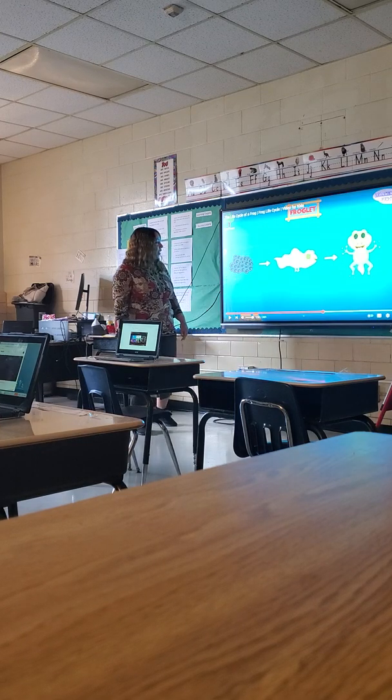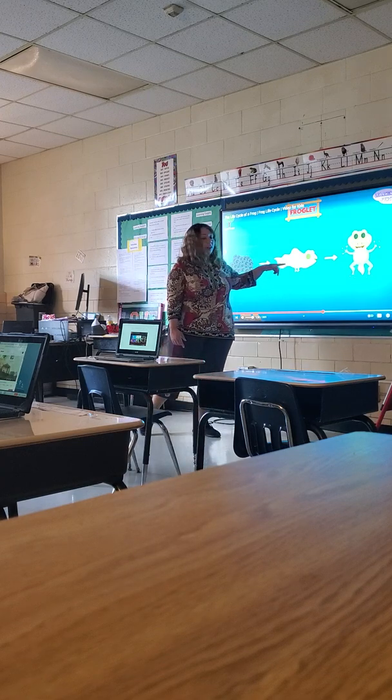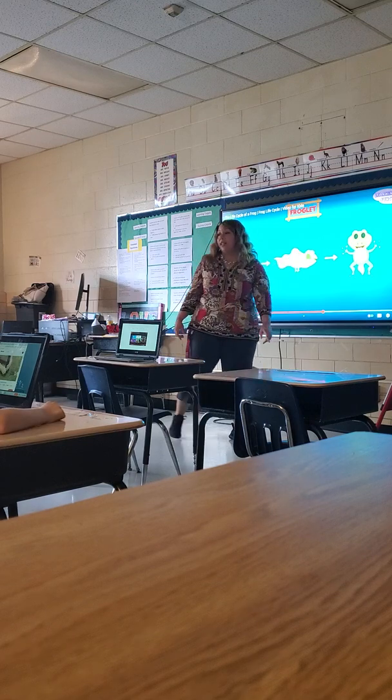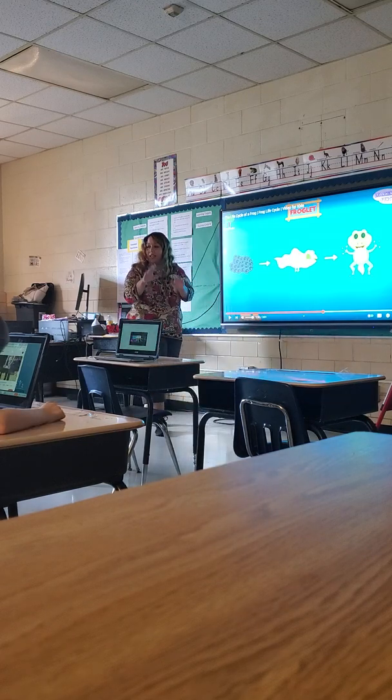So it goes from an egg to a tadpole, and now it is a froglet. It has little legs where it can swim.